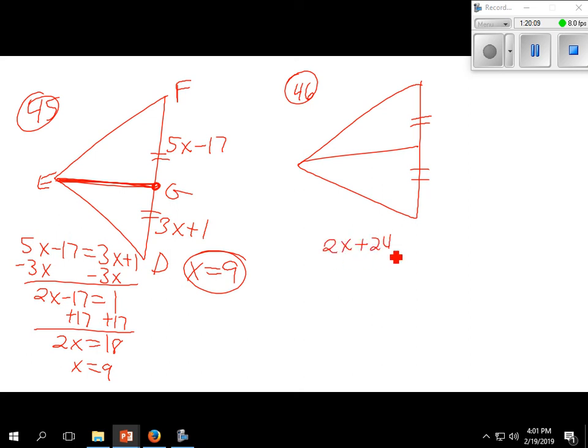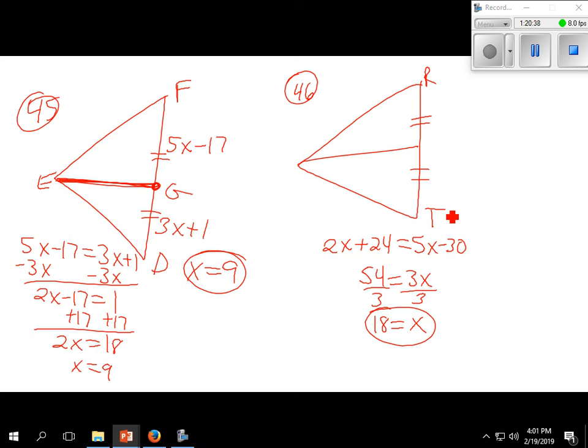2x plus 24 has to equal 5x minus 30. I'm going to solve this real quick. That's 3x on that side, move the 30 over, that's 54. Divide both sides by 3, and you get x equals 18. That's one of the answers. They also wanted us to find the length of segment RT this time.